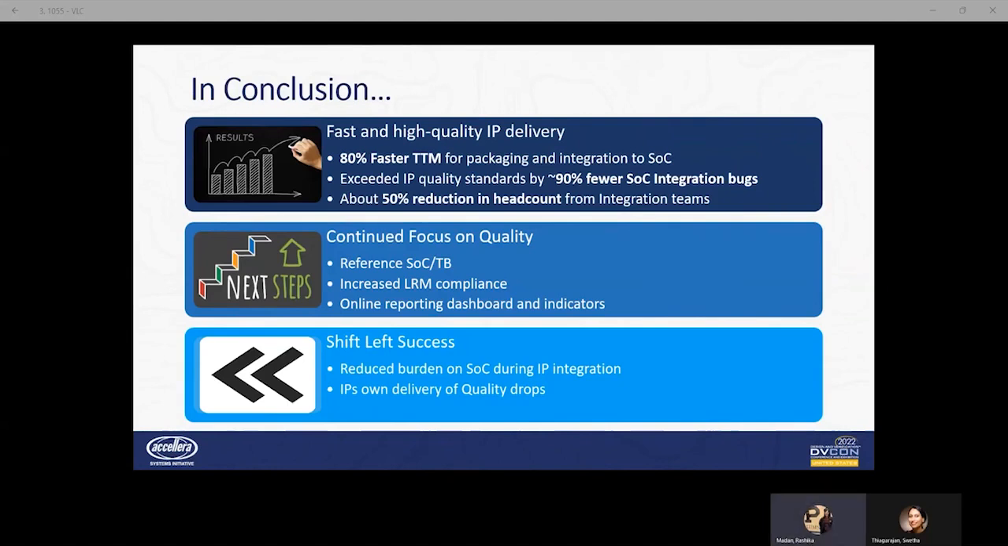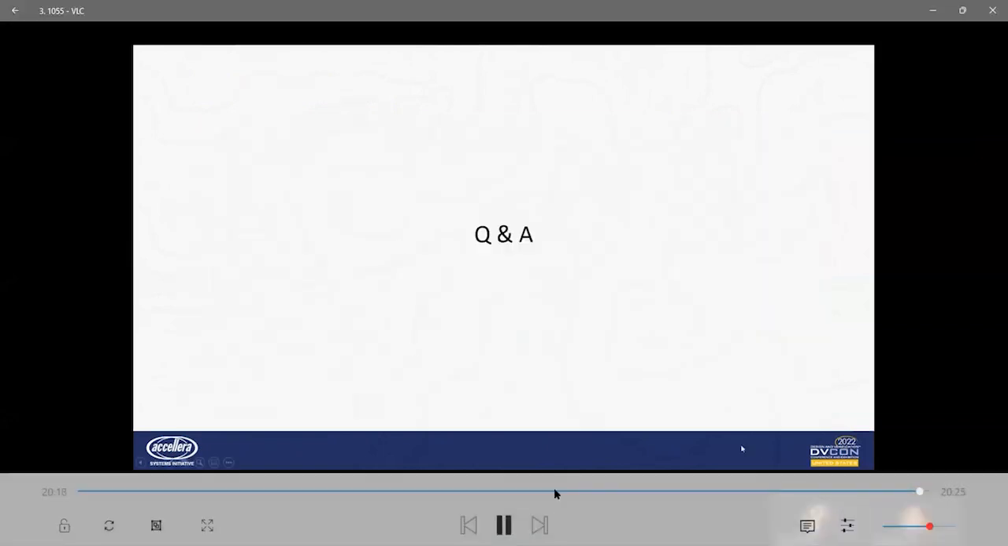For Orion Quality Checker, support for an online reporting dashboard and indicators are being implemented. As we work through the challenges of IP's complexity, improving the performance to reduce turnaround time continues to have a strong hold on our roadmap. Thank you for your time, and we are now ready for questions.